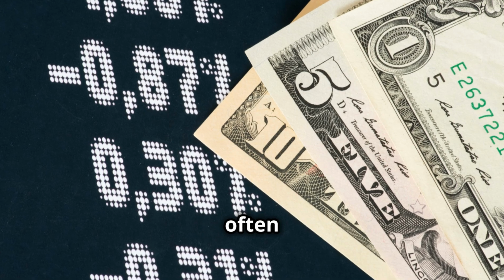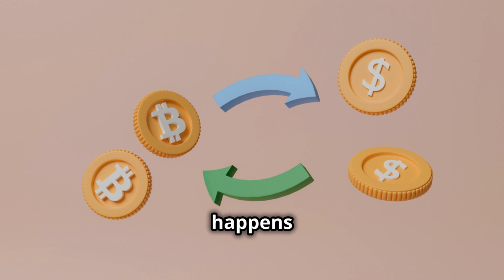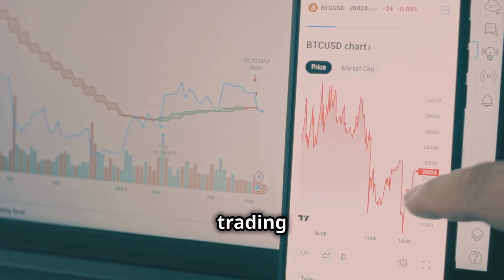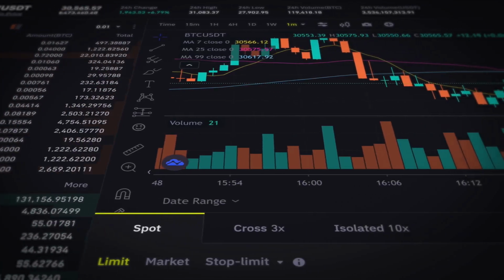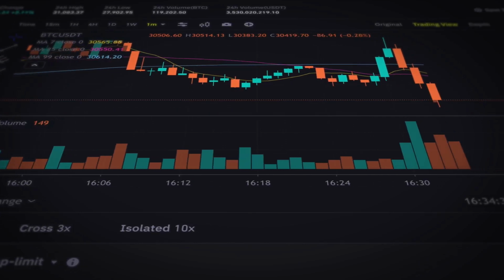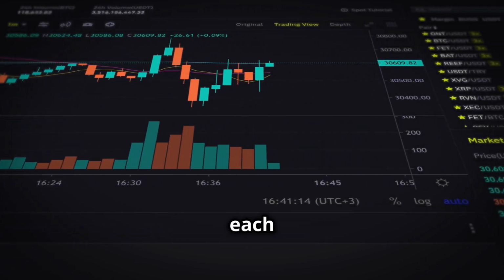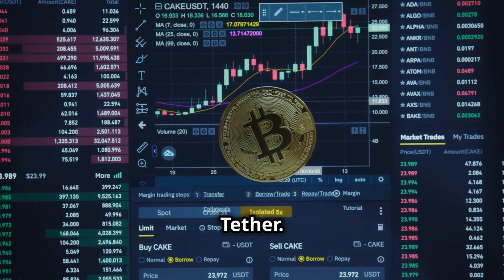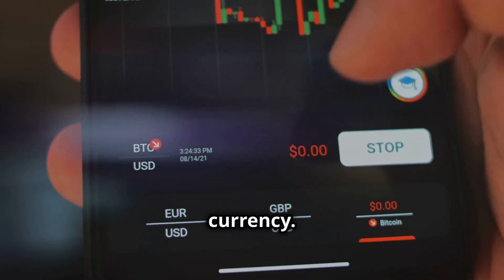Speaking of prices, you'll often see them quoted in US dollars. However, most trading actually happens between cryptocurrencies themselves. This is where the concept of trading pairs comes in. A trading pair refers to two cryptocurrencies that can be exchanged for each other. BTC/USDT represents Bitcoin and Tether. BTC is the base currency. USDT is the quote currency.